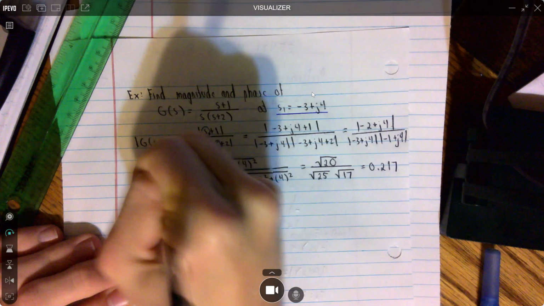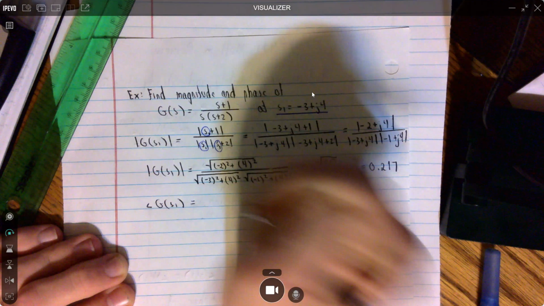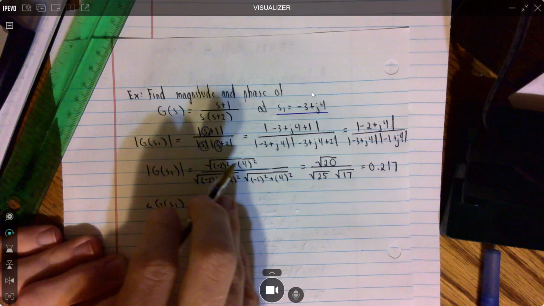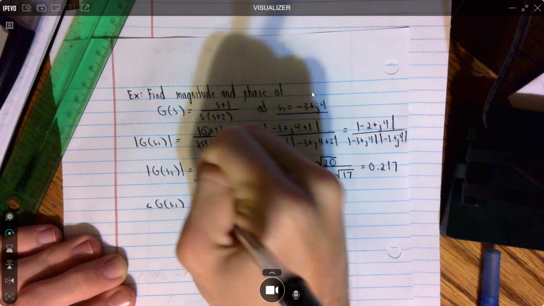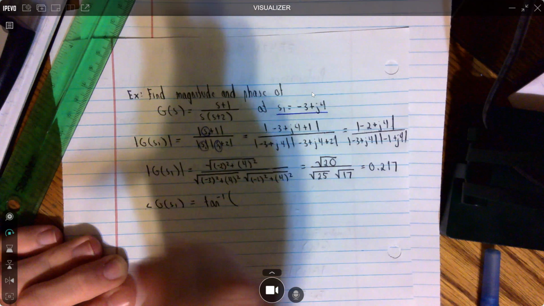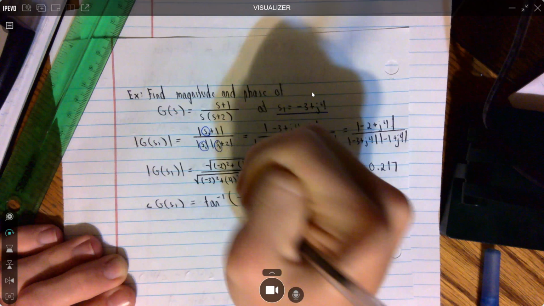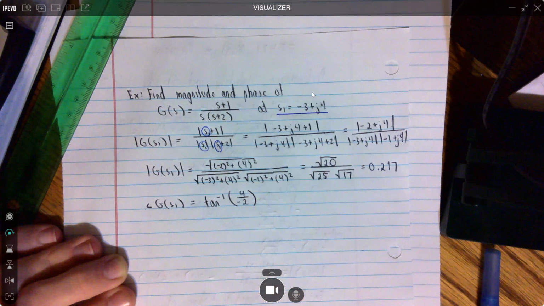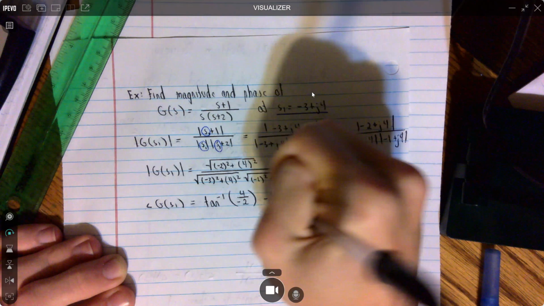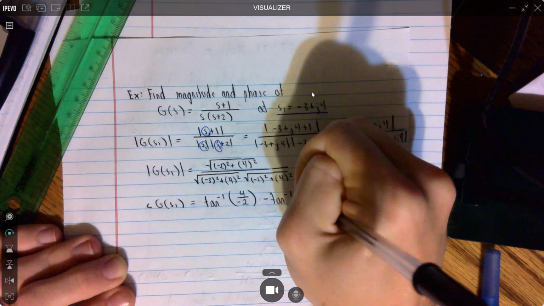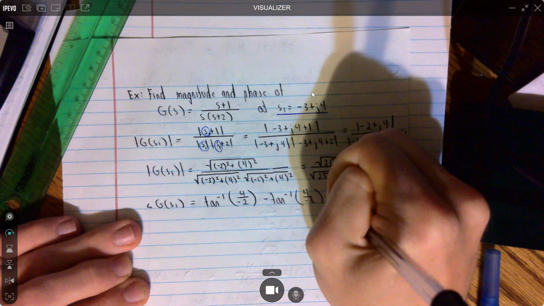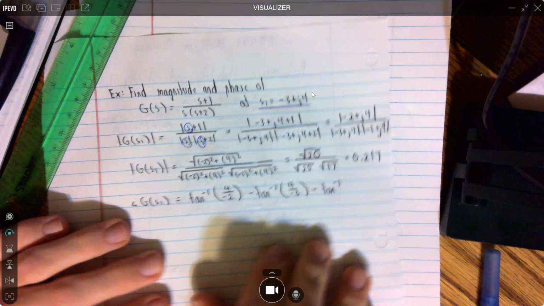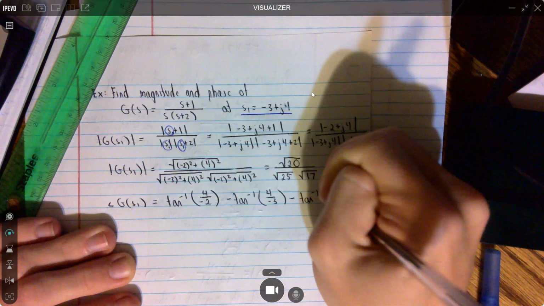So the phase of g of s of 1 is going to equal... We have to find the phase of the numerator. When you have to find the phase of the numerator, remember it's going to be tan inverse, because we're in the numerator, of the imaginary part, which was 4, all over the real part, which is -2. And then in our denominator, minus tan inverse of the imaginary part, 4, all over -3. And for the other pole in the denominator, it's going to be minus tan inverse of 4 all over -1.